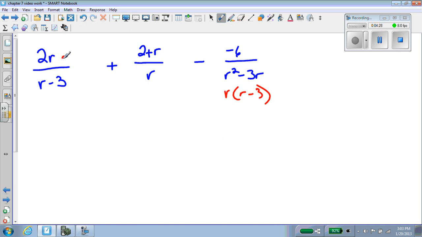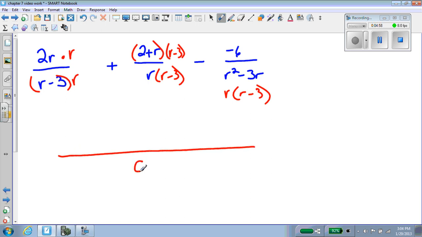So this fraction needs to be multiplied by r. Then it would be r times r minus 3. This fraction needs to be multiplied by r minus 3. And this fraction doesn't need to be multiplied by anything because it already has r times r minus 3. So we can see our common denominator. I think what I'm going to do is I'm just going to write CD for common denominator and make a gigantic fraction bar.